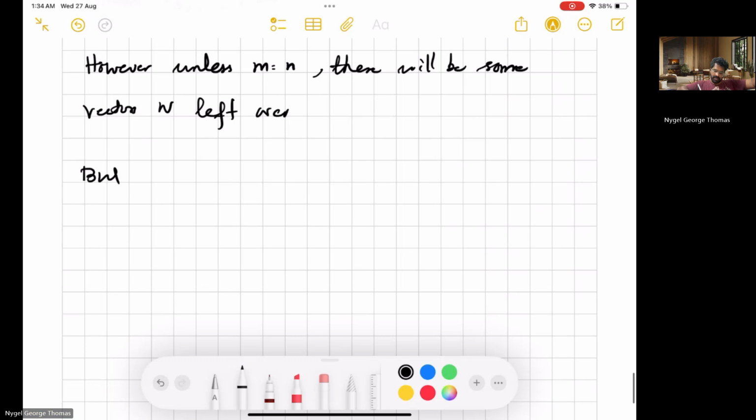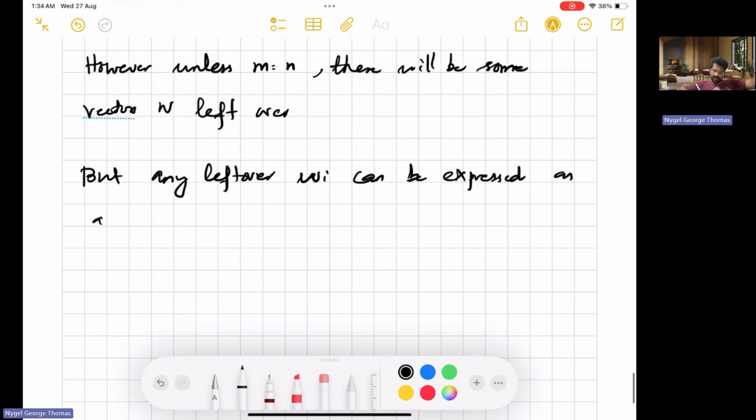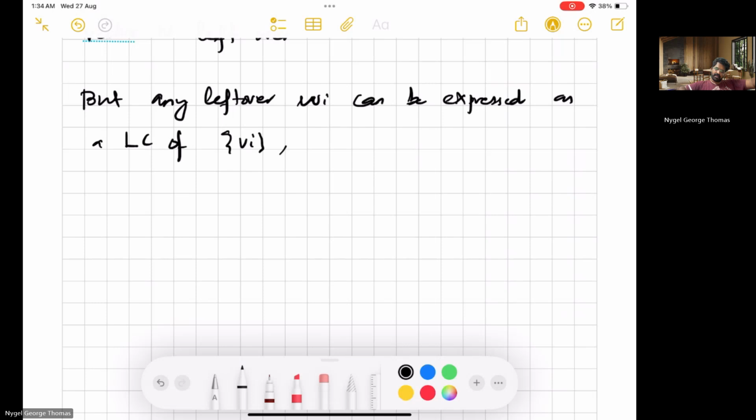But any leftover wi can be expressed as a linear combination of the set of vi's. What does that mean? The leftover wi's are linearly dependent on the vi's.